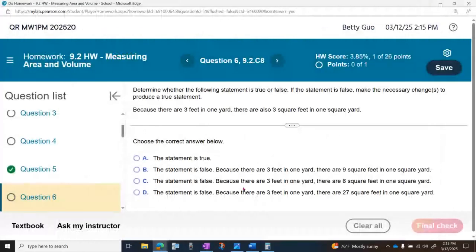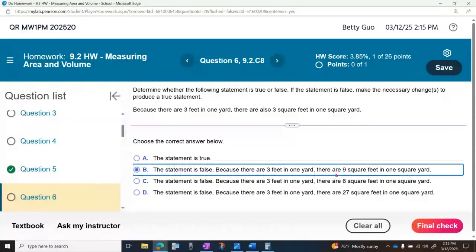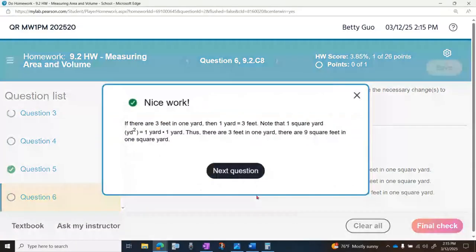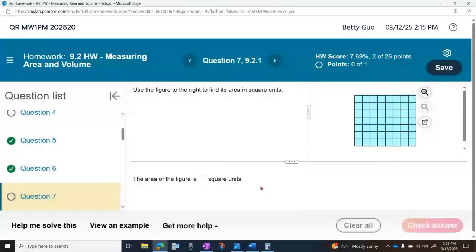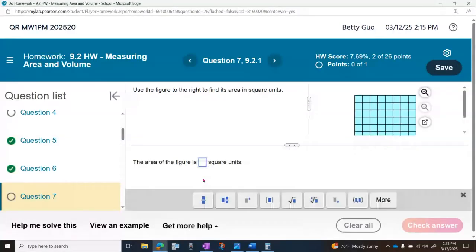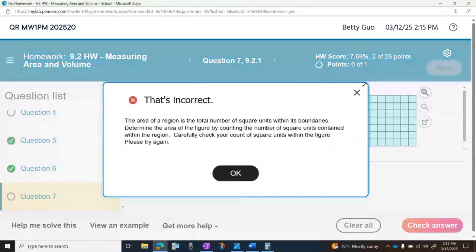We should choose, okay, this one. There are 9 square feet in 1 square yard. Use the figure to the right to find its area in square units. 1, 2, 3, 4, 5, 6, 7, 8. 1, 2, 3, 4, 5, 6, 7. 56. Oh, sorry, I don't know why I entered 26. 56, right?